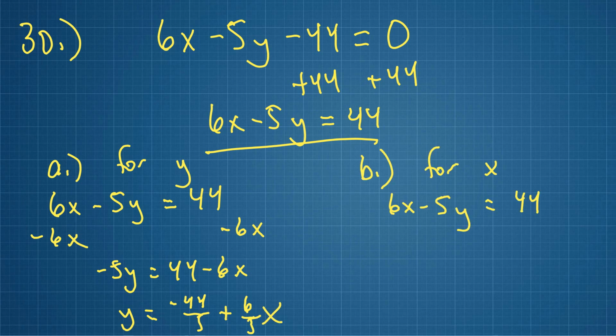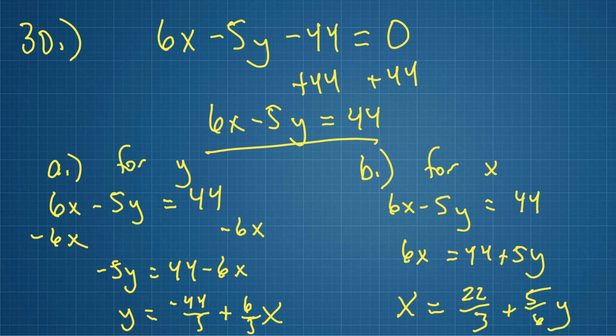I care about x, so I add 5y to both sides. I get 6x equals 44 plus 5y. Divide everything by 6. I get x equals 44 over 6 is 22 thirds plus 5/6 y. I know that's rushed, I'm sorry.